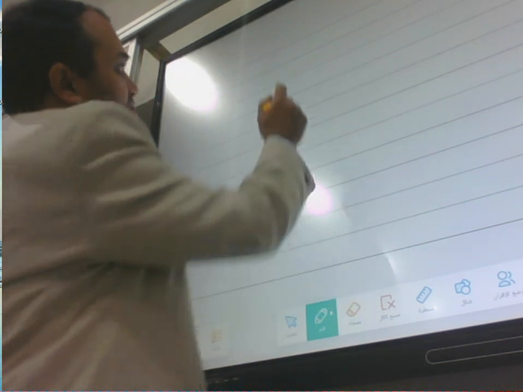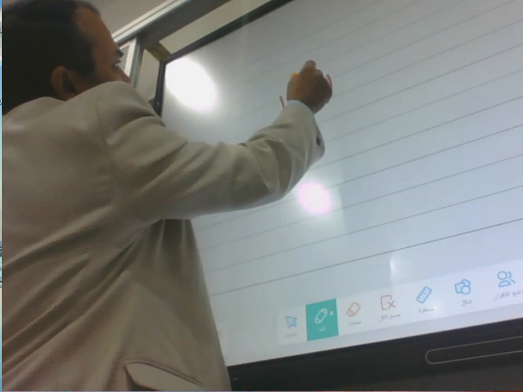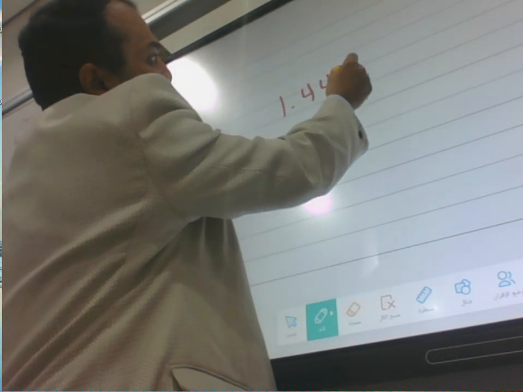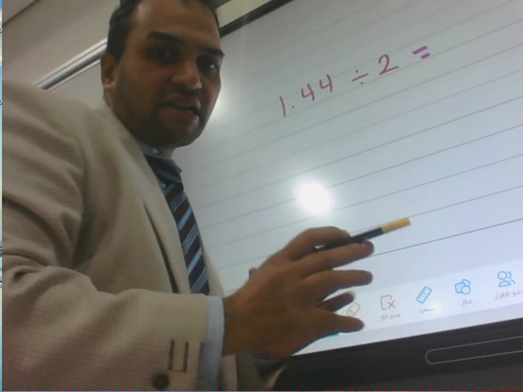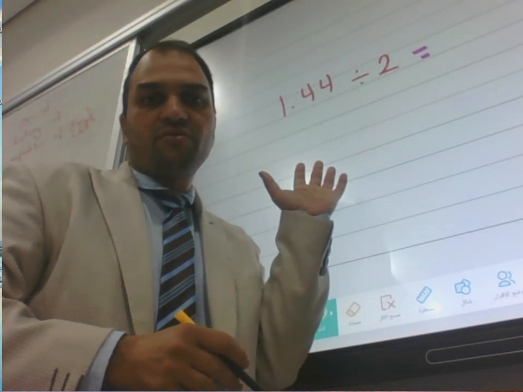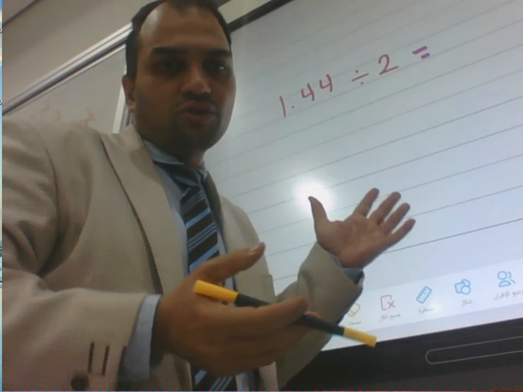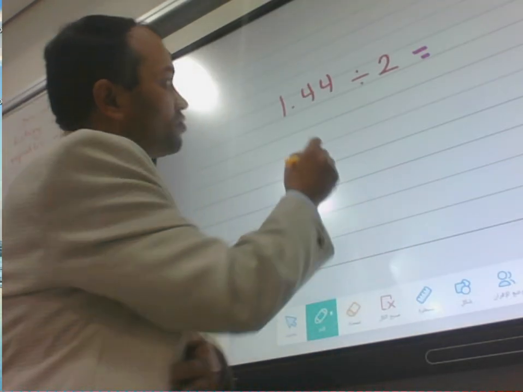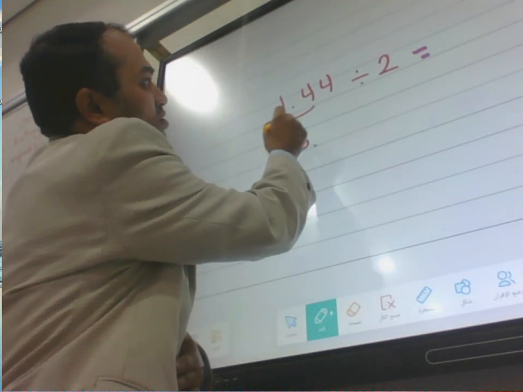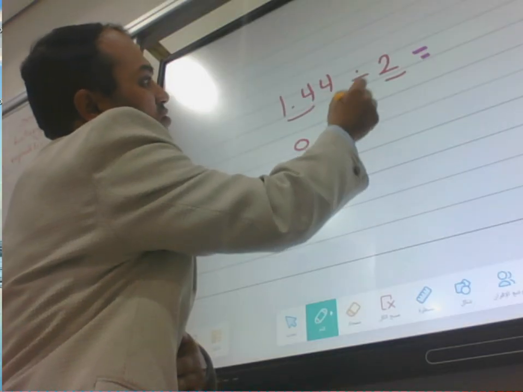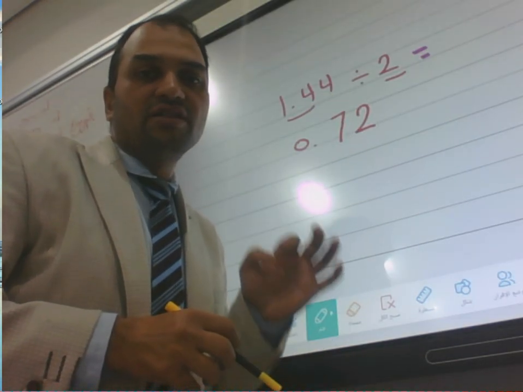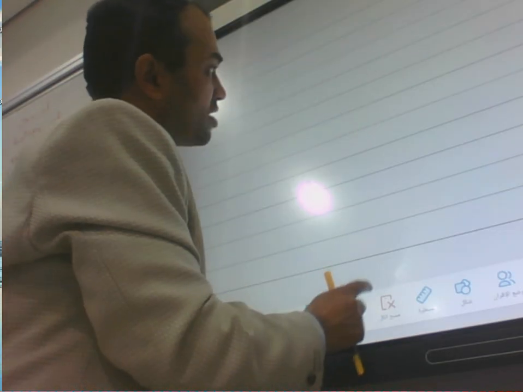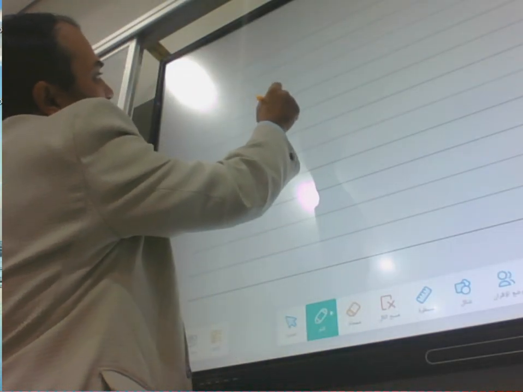And what about 1.44 divided by 2? It's a direct question. First step, let's start from the left-hand side. 1 divided by 2, we can't do it, so you must put 0 first here and then the point. 14 divided by 2 equals 7 and 4 divided by 2 equals 2. Then the answer will be 0.72, 72 hundredths, okay?